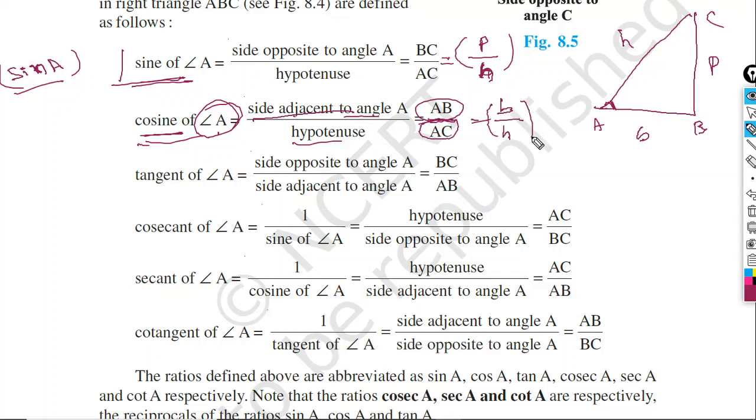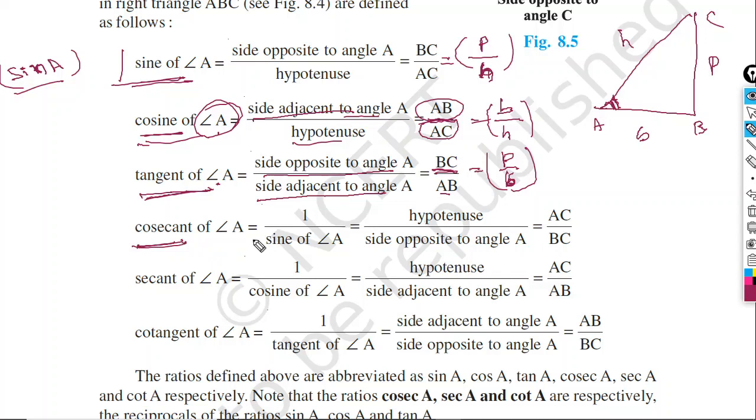Okay. Now tangent of angle A. So this is another trigonometric ratio. Tangent of angle A will be the side opposite of angle A divided by the side adjacent of angle A. So the side opposite of angle A is BC. We have written BC divided by the side adjacent of angle A, which is AB. Now it will be equal to P by B.